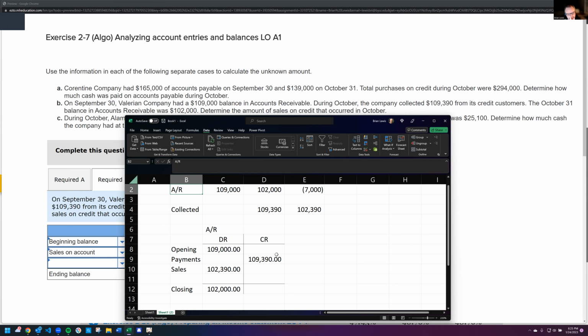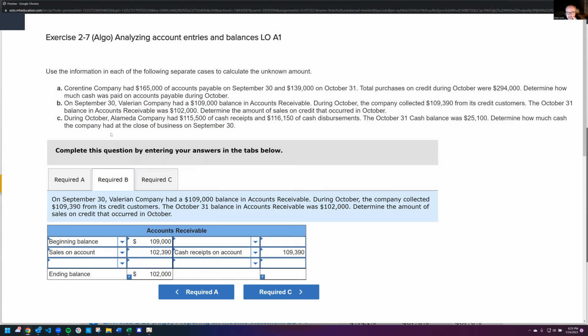Good question though. That always comes up. All right, so on the last one, let's see what we got here. During October, Alameda had 115 of cash receipts and 116,150 of cash disbursements. The October 31st cash balance was 25. Determine how much cash the company had at the close of business.